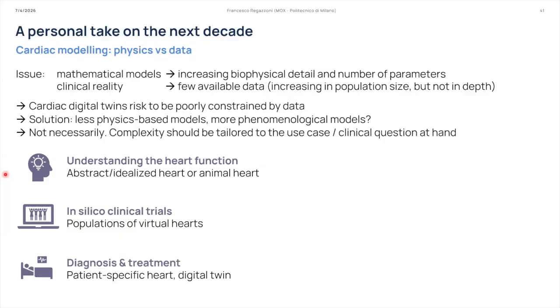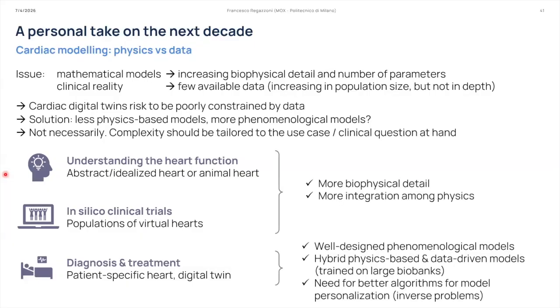The second is in situ clinical trials, so virtual populations of hearts that can be used, for instance, for drug testing. And finally, of course, we have diagnosis and treatment, so patient-specific hearts, the real digital twin. I think that the situation is very different. In the first two cases, we need even more physics.